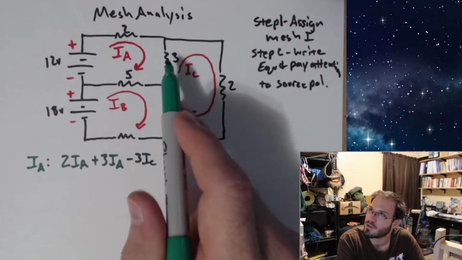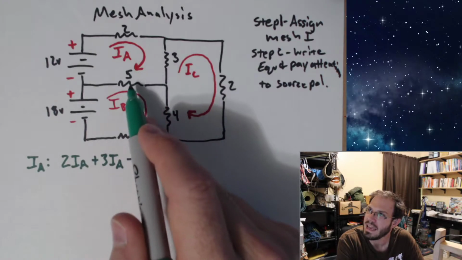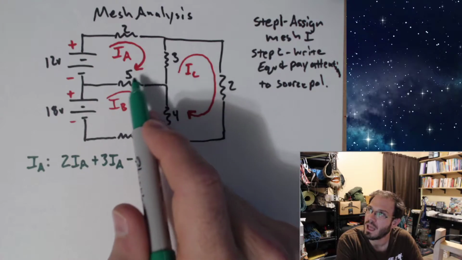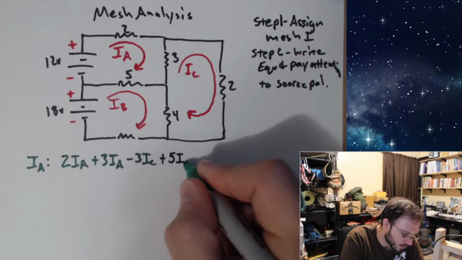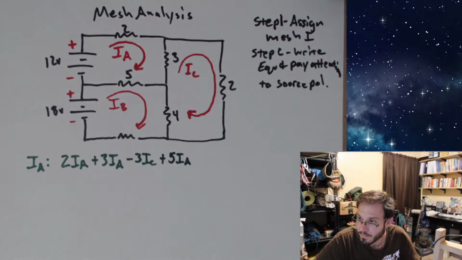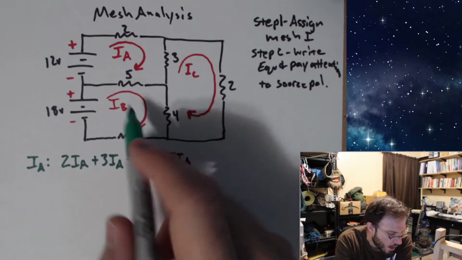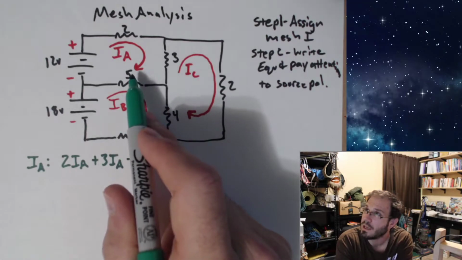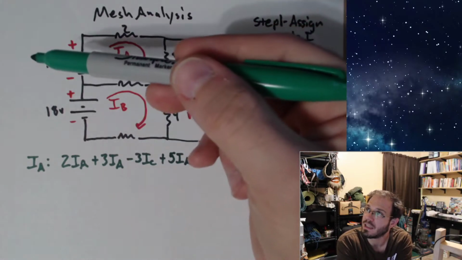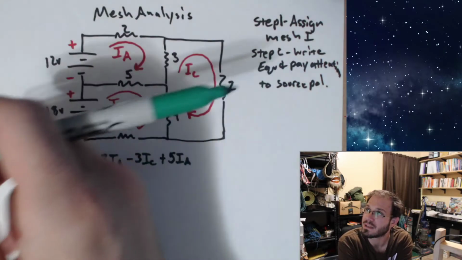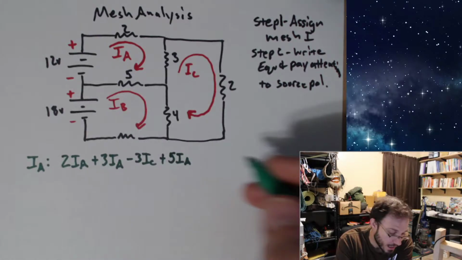Okay, we'll move on to the next one. We're done with the 3 ohm resistance here. We're following the path of IA, and now we have this 5 ohms. So plus 5 IA. Now, IA is not the only one involved with this 5 ohms. We also have an IB. However, notice IA is going to the left, whereas IB is going to the right. Since they're going in opposite directions, we'll subtract the 5 IB.